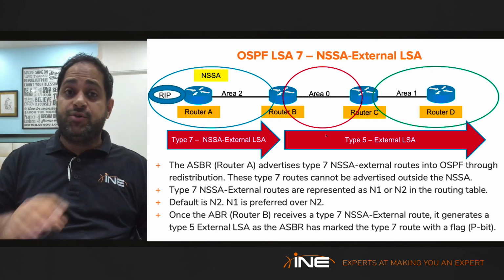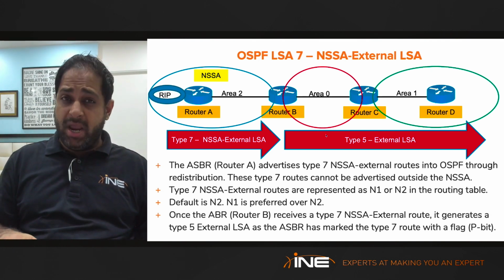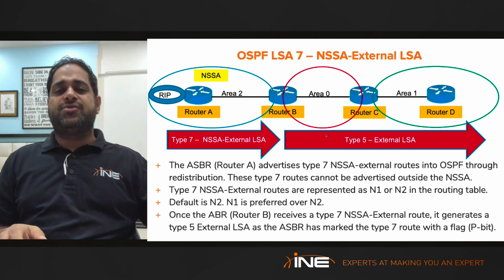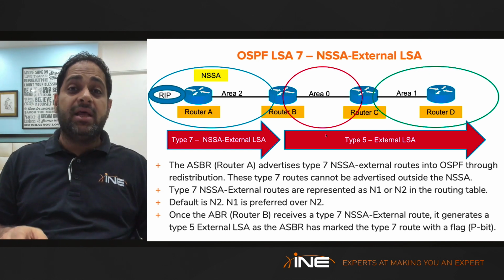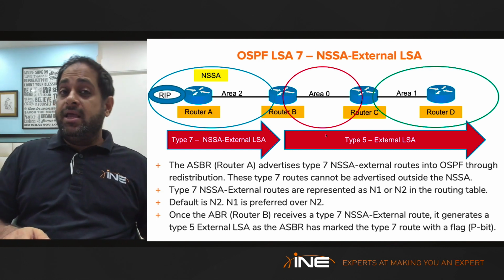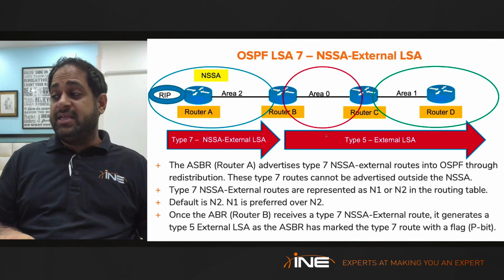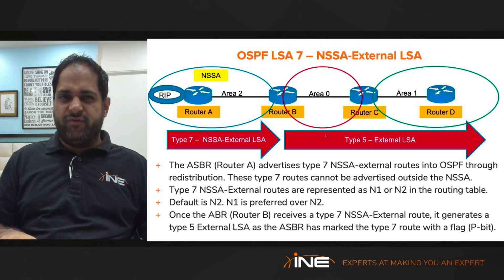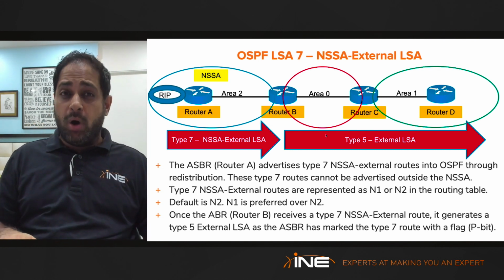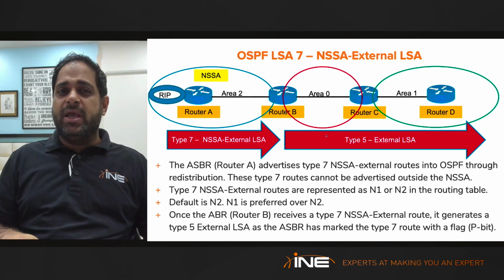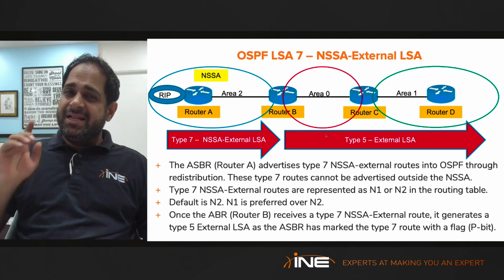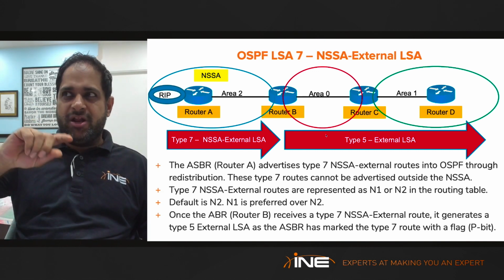Unlike type 5, which was flooded throughout the OSPF domain, type 7 is only within the NSSA area. So as soon as router B gets a type 7 update, he blocks that, and instead he generates a type 5 LSA and floods that throughout the OSPF domain. So for outside areas, for example, area 0 or area 1, the ASBR is not router A, the ASBR is router B. Now, why does router B generate a type 5 LSA?